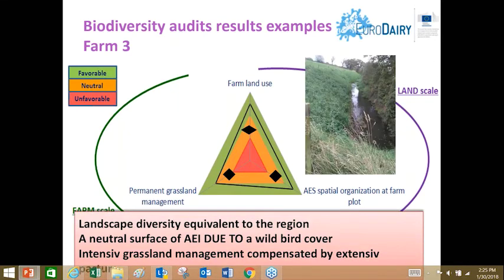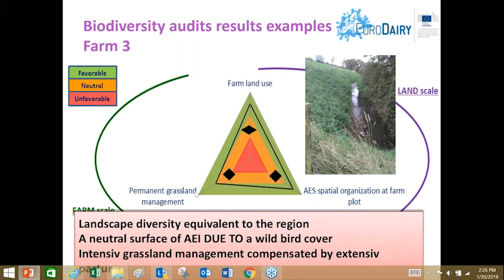Farm 3 was again different. This time, the farmland use was neutral because the landscape diversity on the farm, so the mosaic diversity of the farm, was equivalent to the mosaic diversity of the region, so it's a neutral impact. He also had a neutral impact regarding semi-natural habitats because he had a few hedges, but not so many around the fields. So there were not so many habitats on the farm. But the impact was still neutral because he managed to build a wild bird cover with the help of the Wild Bird Association of the region. And because of this wild bird cover, it compensates, in fact, the lack of semi-natural habitats on the farm. And that is a very interesting cooperation, I think.